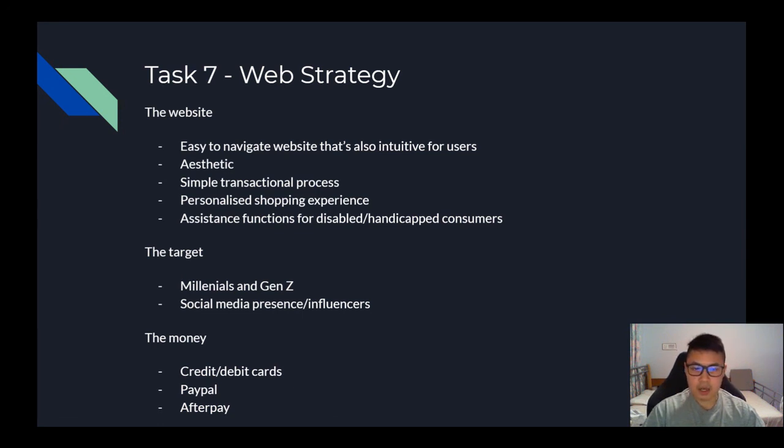As for the money and payment methods for our consumers, they'll be able to use their credit cards or debit cards, as well as PayPal or even Afterpay. We'll also be implementing one-step click links on the advertised products, which lead straight to the purchasing options.